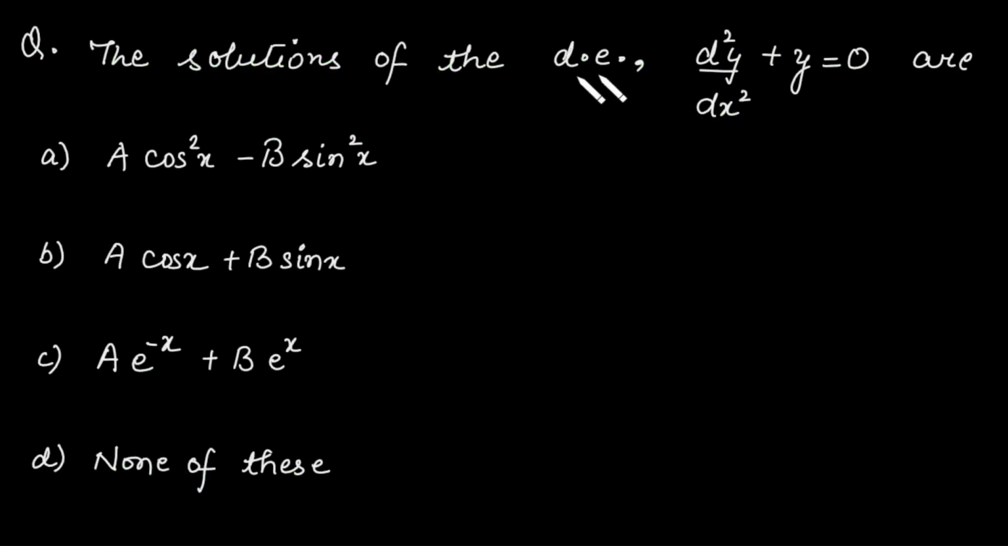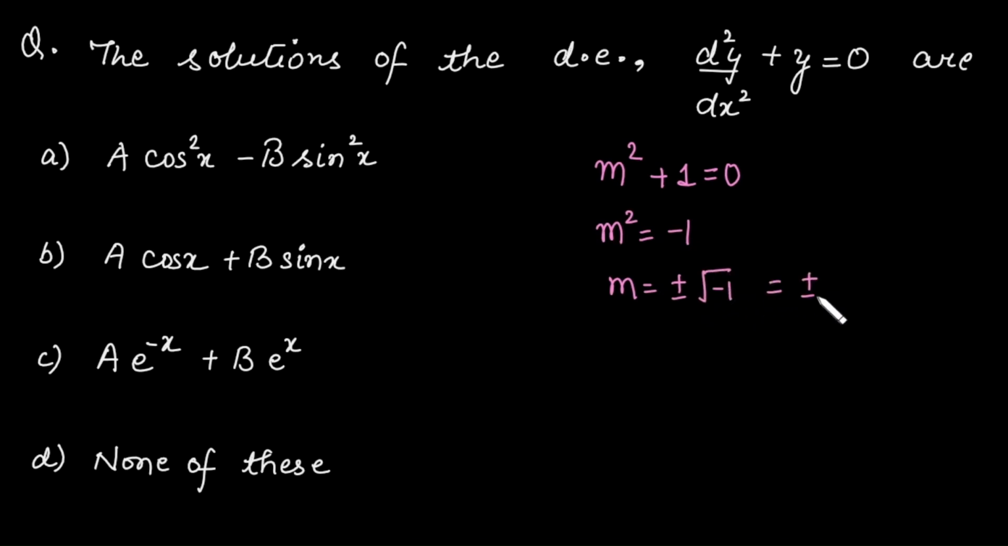Next question is, what is the solution of this differential equation? So first we will write its auxiliary equation. Auxiliary equation in this case is m square, because it is a second order derivative, plus y is replaced by 1, equal to 0. This can be evaluated as m square is equal to minus 1. m is equal to plus minus under root of minus 1, that is plus minus iota.